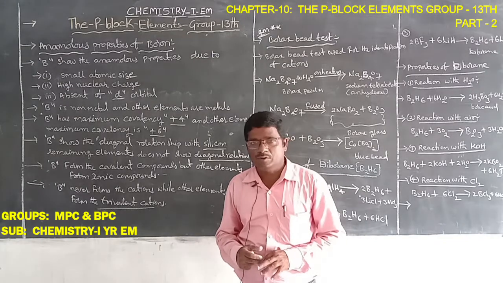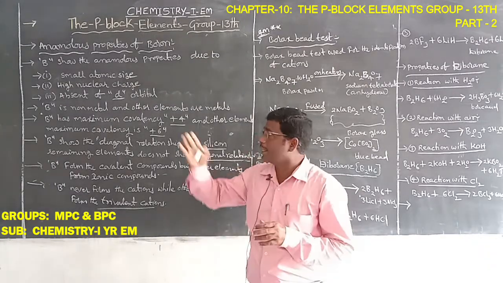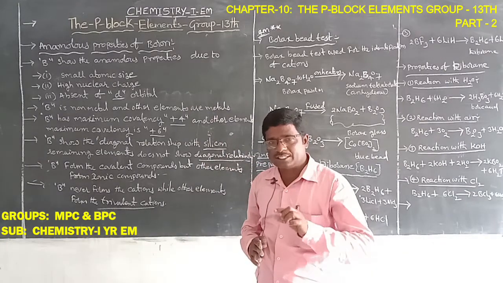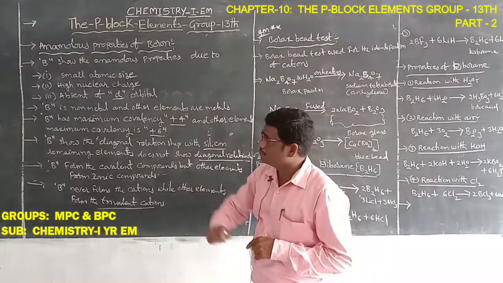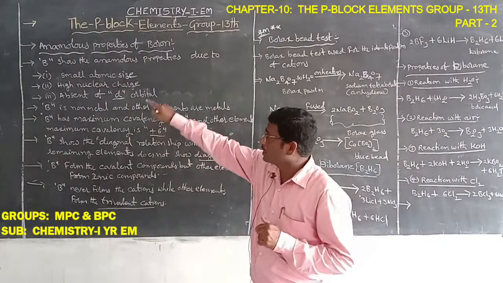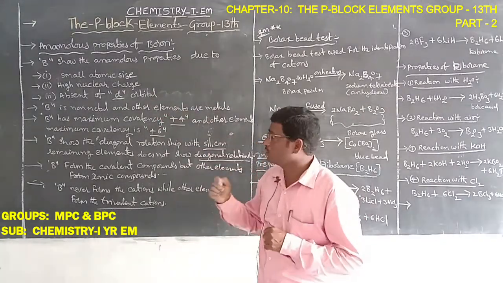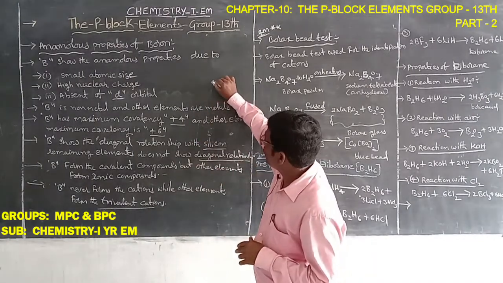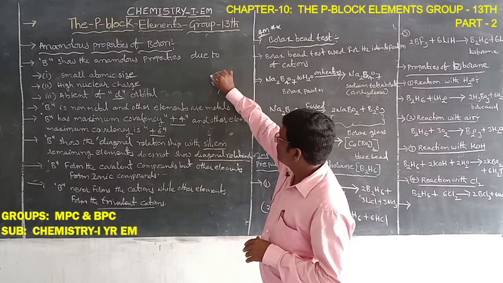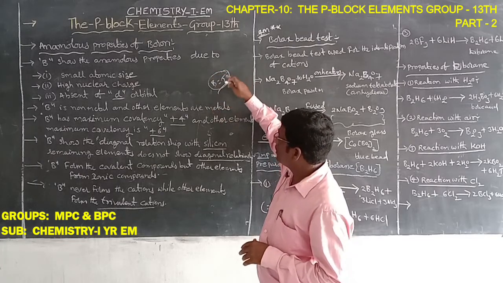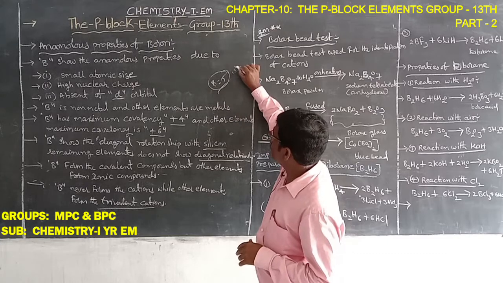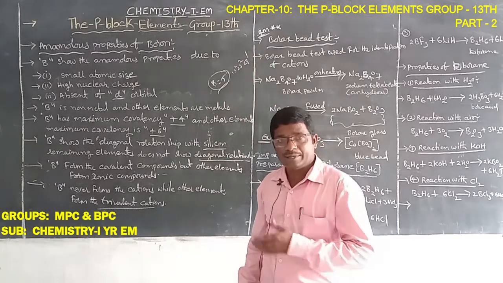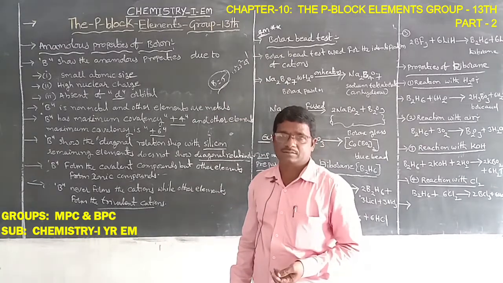Anomalous properties of boron. Boron shows anomalous properties because of three reasons: first, its small atomic size; second, its high nuclear charge; and third, the absence of d orbitals. Boron's atomic number is only 5. Its configuration is 1s2, 2s2, 2p1. The remaining p orbitals are empty.